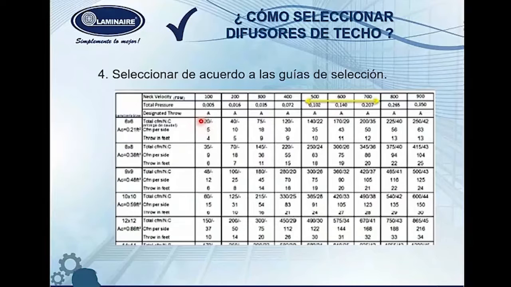flow, noise criteria, and these features or characteristics are related with the geometry or the size. So we can find some charts, guides for selection, and they are different depending on the type of diffuser, the type of grid, and different manufacturers.